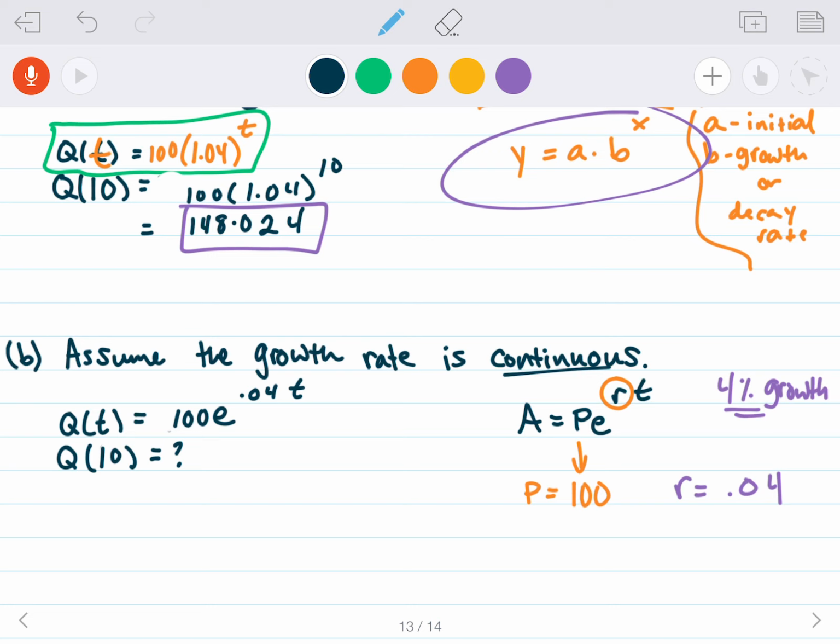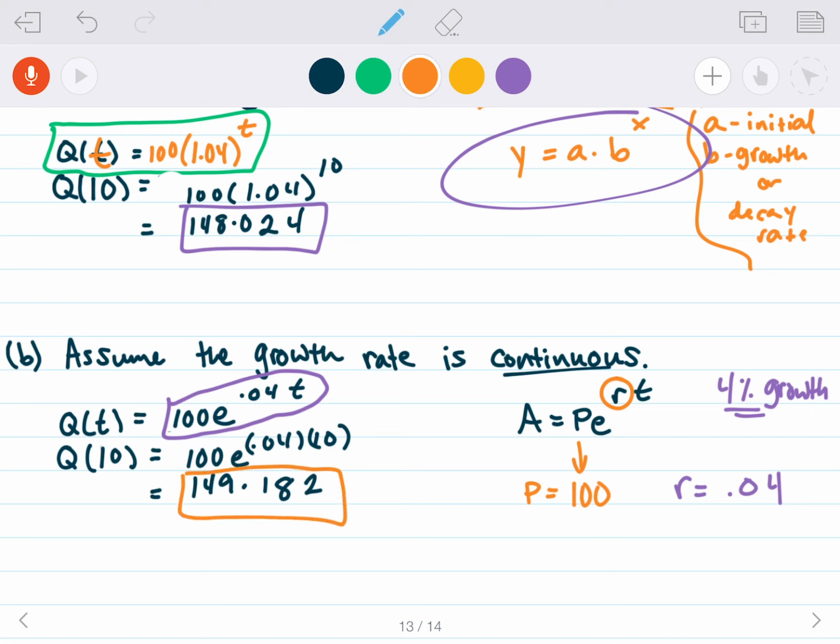Now let's do Q of 10. Now we're simply going to plug in 10 into the function. So we have 100 e to the 0.04 times 10. And what I'm getting here, and by the way, this is our first answer, is, let's see, put this in the calculator. I'm getting about 149.182 for our answer here.